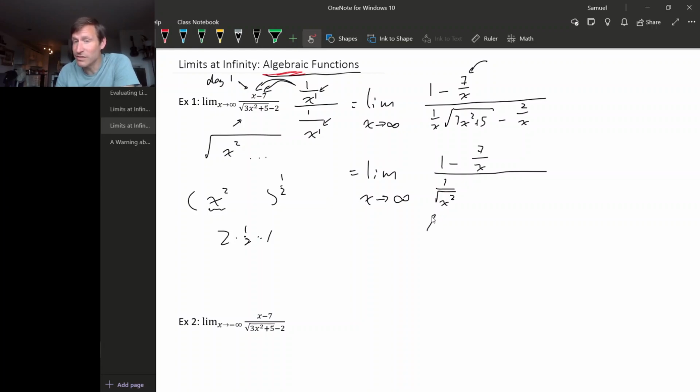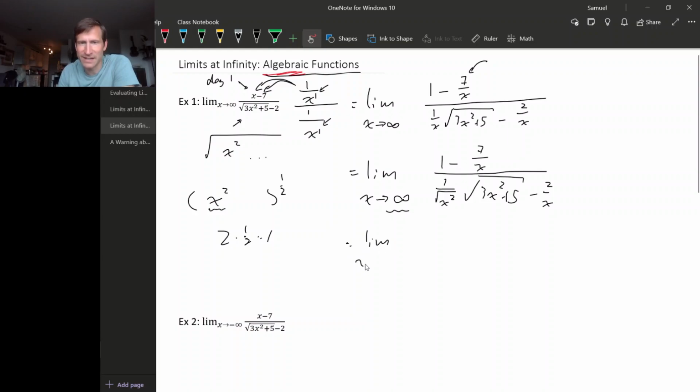Now this isn't always true. This is only true because x is going to plus infinity. As we'll see in a moment, if x is going to negative infinity, this is actually different. But if x is positive, then x is equal to the square root of x squared. And x is positive since we're going to positive infinity. All right, so times square root of 3x squared plus 5 minus 2 over x. Now we can put these square roots together.